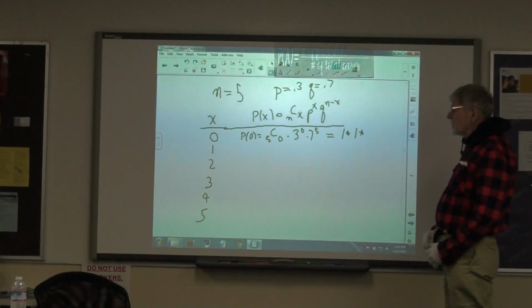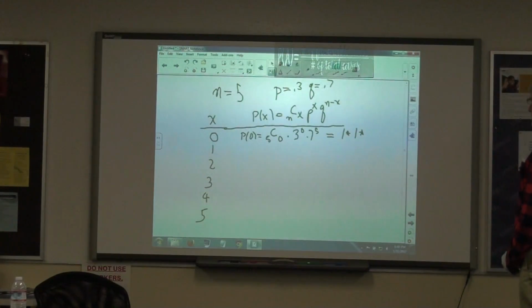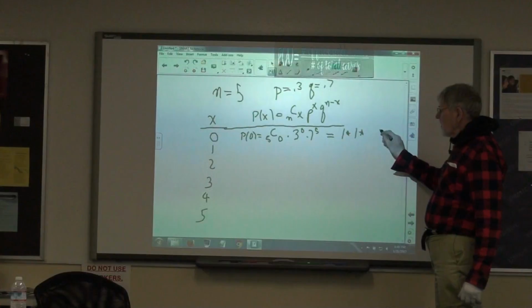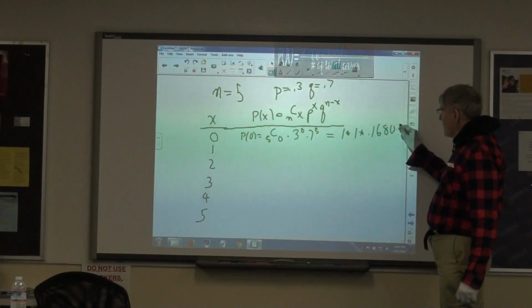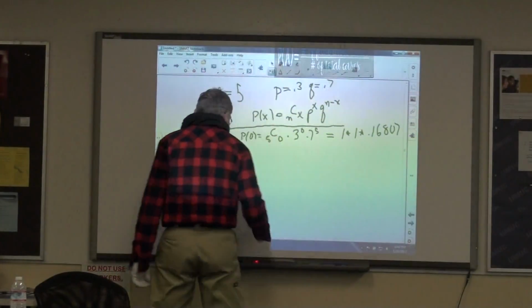So Freddie, Stephanie, what we're doing now is a complete probability distribution for all possible values of x. So what does this one come out to be? 0.3 to the 0... 0.7 to the 5th power is? 0.16807. Okay, now, don't anybody do anything because I'm just going to write down the formulas for the rest of them.